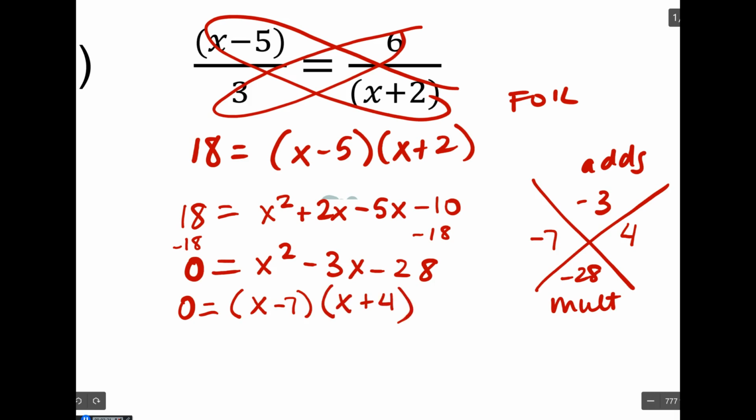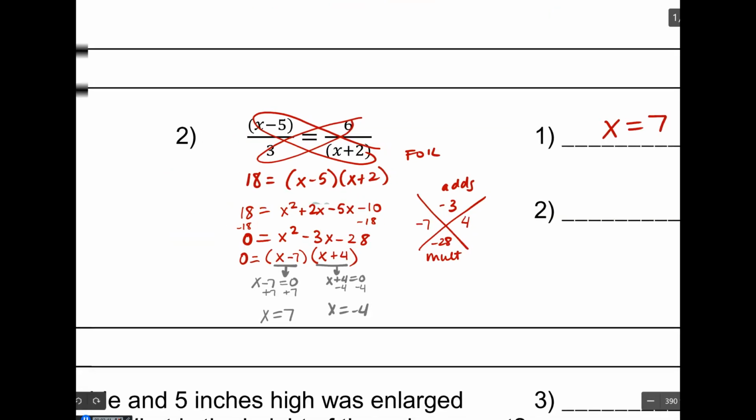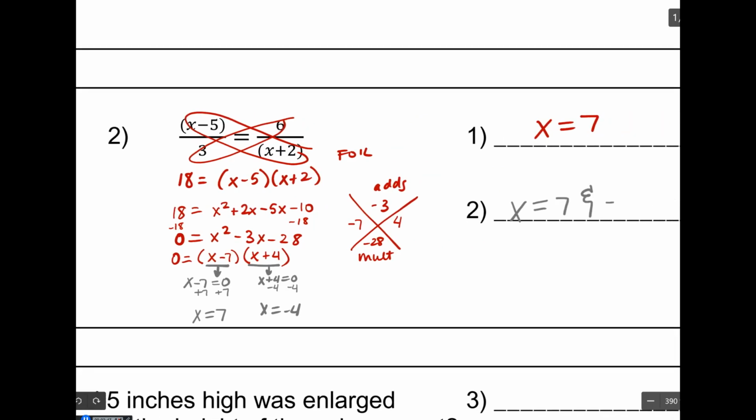And then, of course, to solve, what you need to do is take each term and set it equal to 0. X minus 7 equals 0. So I add 7 on both sides. X equals 7. Set x plus 4 equal to 0. Subtract 4 on both sides, you get x equals negative 4. So those are your two solutions. X equals 7 and negative 4. Awesome.